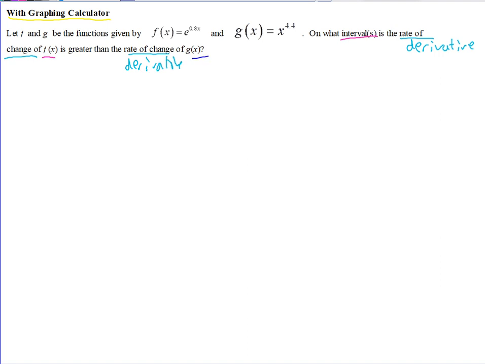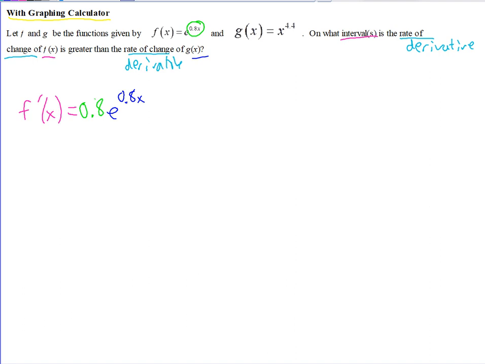So to figure that out, we actually need to know the derivative. Okay? So let's start with f of x. Chain rule here. The e part stays the same, remember? So say e to the 0.8x. Using the chain rule, though, that gets multiplied by the derivative of 0.8x, which is 0.8.